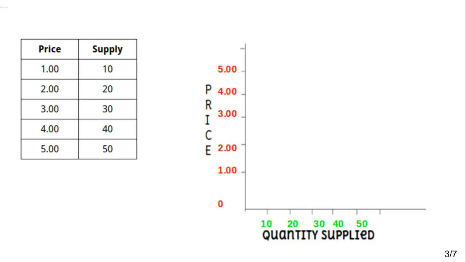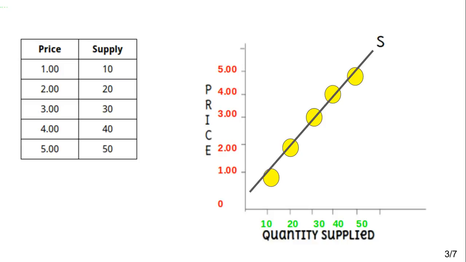All right, so let's plot this. So we have 10 supplied at $1. We have 20 supplied at $2. We have 30 supplied at $3. We have 40 supplied at $4, and we have 50 supplied at $5. So we put our line through it, we label it with an S, and there's our supply curve.